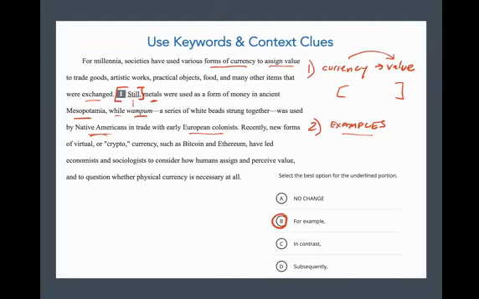As I can see from my choices very directly, it's for example. Still is a contrast idea. It says even though. Still just means even though. In addition, the other choices you can see have contrast again in choice C, and subsequently is cause and effect. All right? So here, I definitely want for example.